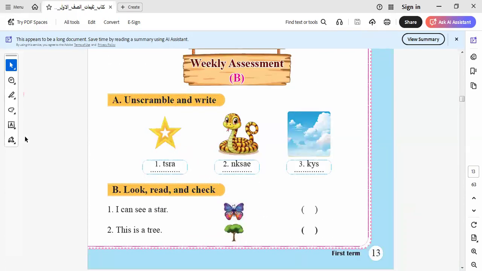Here we have what? Here is a star. Here is what? Here is a snack. If we keep the vocab, you can answer this question very well, okay? Here is snack and here is sky.